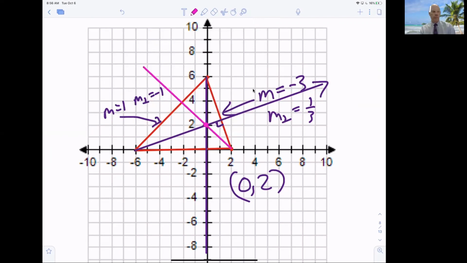So use the -1 slope for the other side. Yeah, because now watch me. This slope here was +1, right? So the slope of the perpendicular line is going to be -1. So use it for that one. Right?